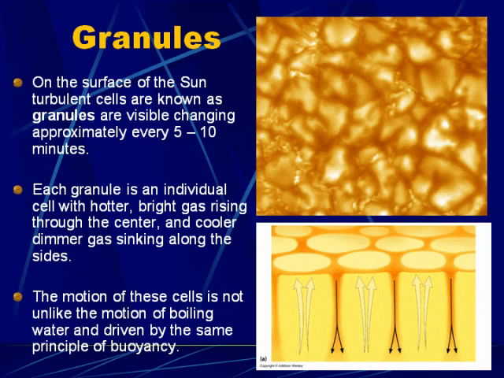Around the granules where the gas is sinking back down after it's given off its heat, that material is darker, it's cooler. So again, each granule is an individual cell with hot rising gas in the center and cooler sinking gas toward the edges.